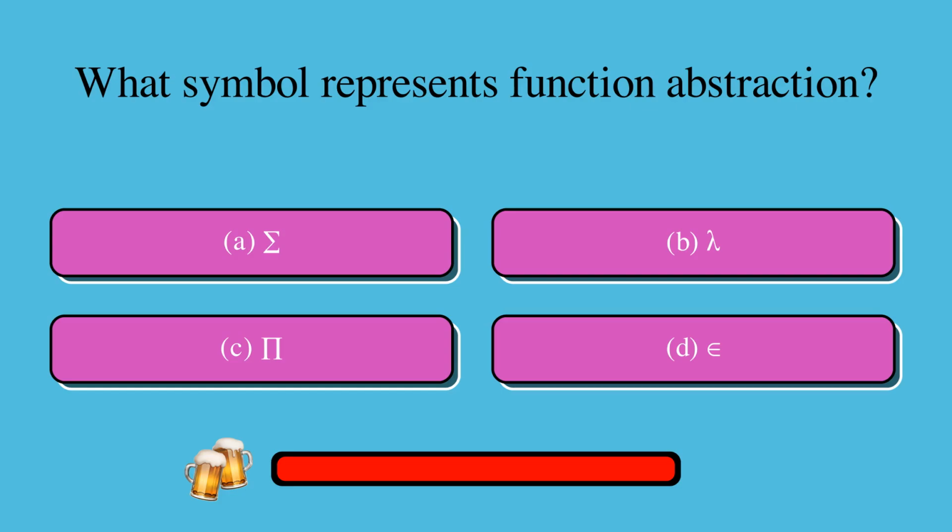What symbol represents function abstraction? Is it A, B, little c, scepter, D? The correct answer is B.